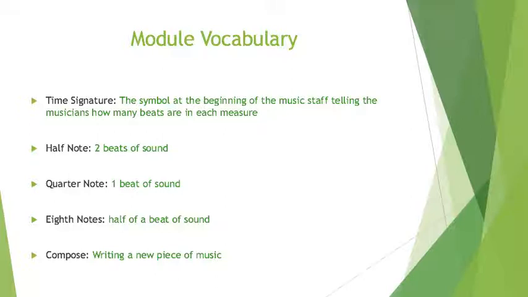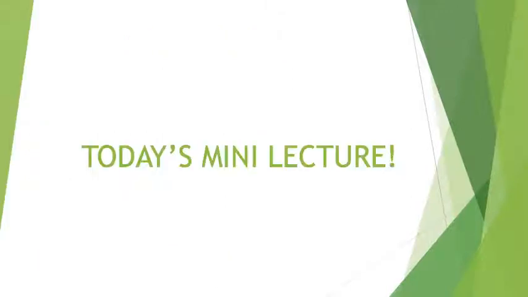A half note is a music note representing 2 beats of sound. A quarter note is a music note representing 1 beat of sound. And eighth notes are music notes each representing a half of a beat of sound. And finally, composing means to write an original piece of music. So here we go with the mini lecture for today.